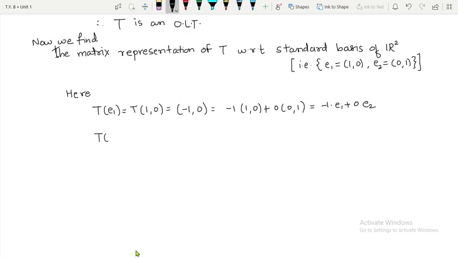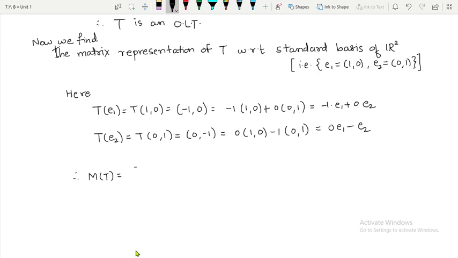Now what about T of e2? T of e2 will be equal to T of 0 1, which is further equal to 0 minus 1, which is equal to 0 times 1 0 minus 1 times 0 1, and which is equal to 0 times e1 minus 1 times e2. And therefore what is my matrix representation of T? It is nothing but minus 1 0 and 0 minus 1.